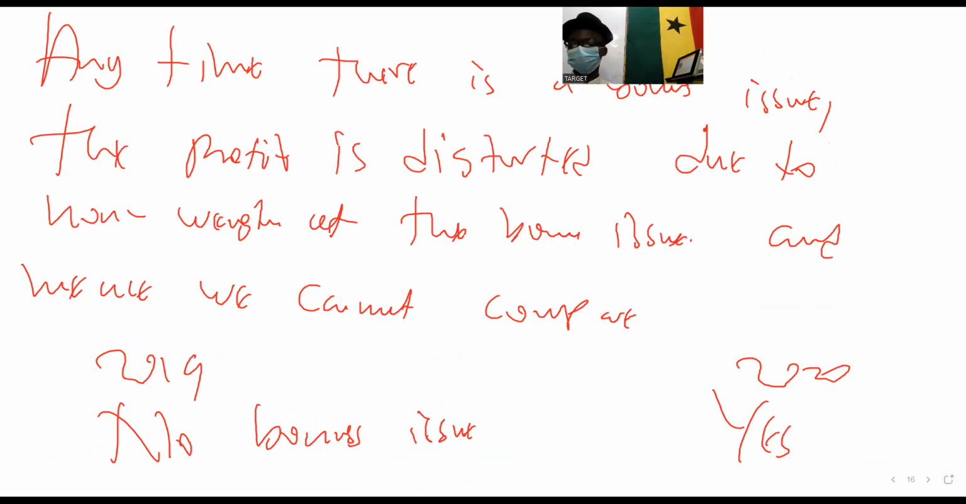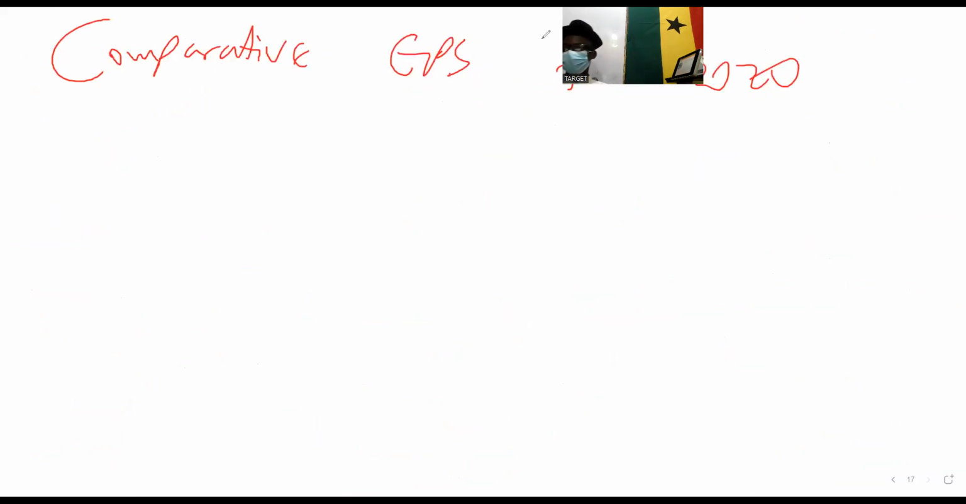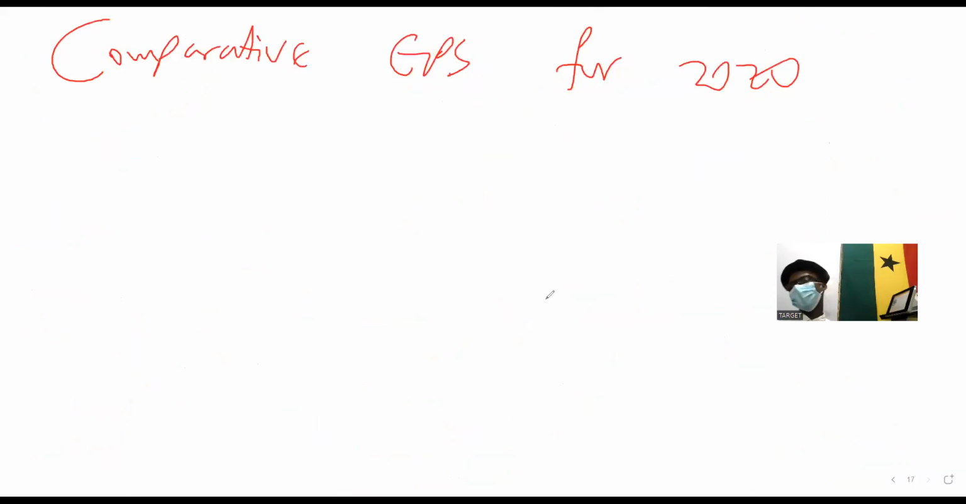So here, we are going to recalculate a new earnings per share that we can compare. So we call it comparative earnings per share. What a name. Comparative earnings per share. So anytime, let me give you a secret.